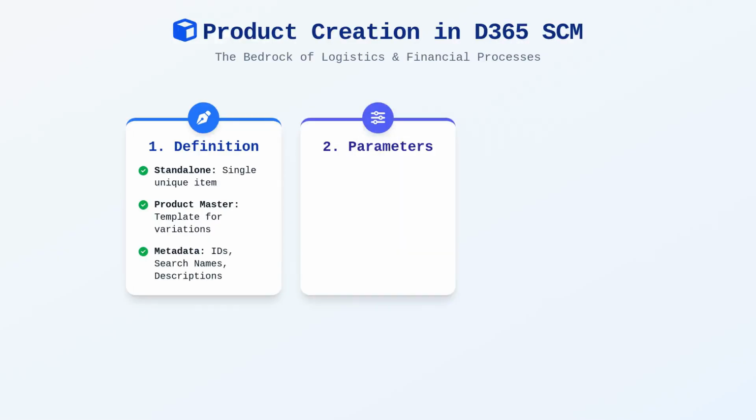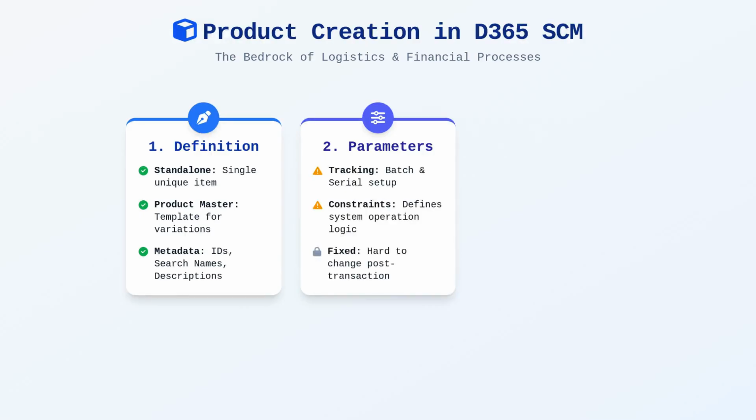Defining these entities requires a meticulous approach to item identifiers, search names, and human-readable descriptions. These metadata fields might seem trivial at the project's start, but they dictate how effectively inventory managers interact with the system later on. You must also select appropriate tracking parameters early, as changing dimensions like batch or serial tracking after initial transactions have been posted is an architectural headache you want to avoid.